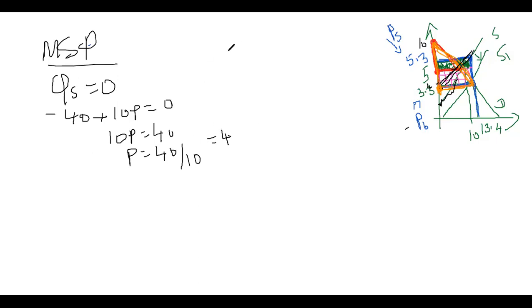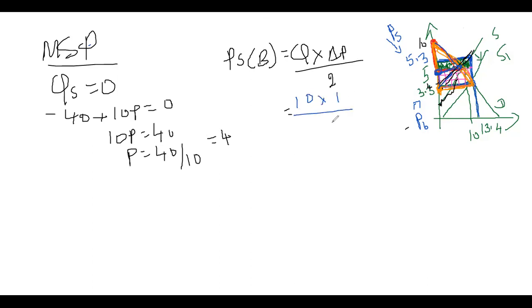So producer surplus before. For this also the same equation, Q into delta P over 2. So what is Q into delta P over 2? It is the producer surplus area, between the seller's price and the minimum supply price. So Q is 10. Delta P, 5 minus 4, is 1, over 2, which is equal to 5 rupees.